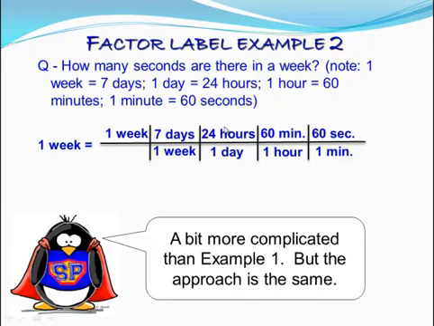Each of those vertical bars separate out a conversion factor. 1 week equals 7 days. 1 day equals 24 hours. 1 hour equals 60 minutes. 1 minute equals 60 seconds.